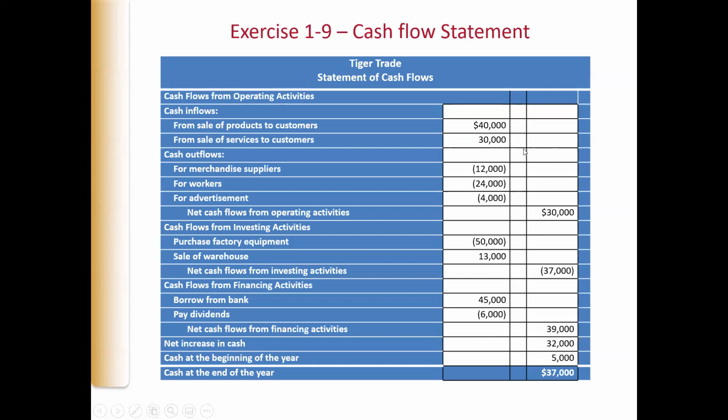So if we take our 30 from operating, minus 37 from investing, plus 39 from financing, the net increase in cash in this period is 32,000. But we started the year with 5,000 in cash. So our cash that should be shown on our balance sheet also at the end of the year would be 37,000.